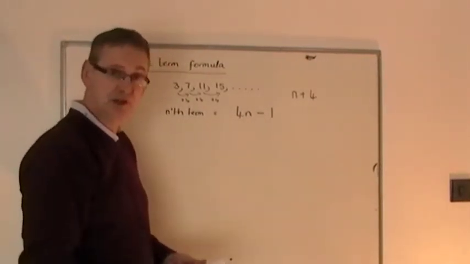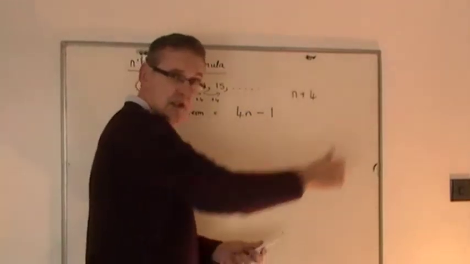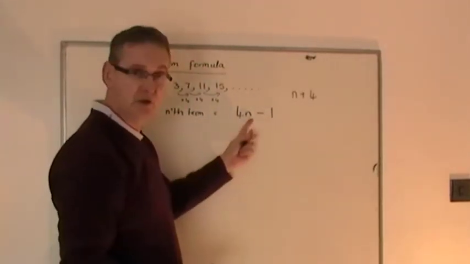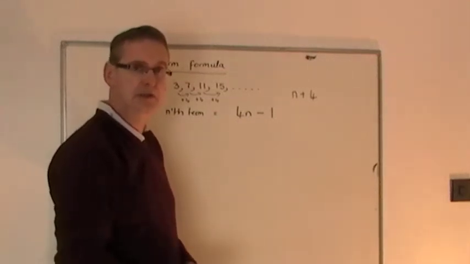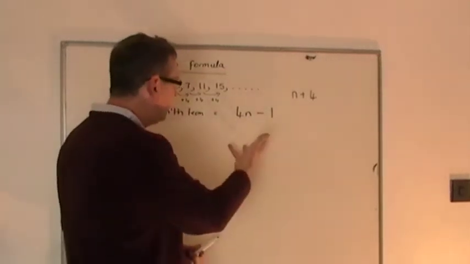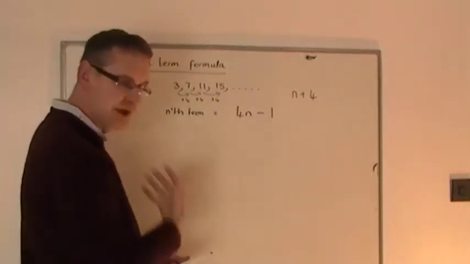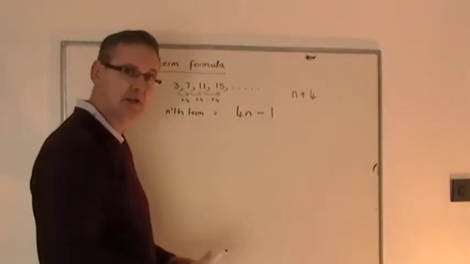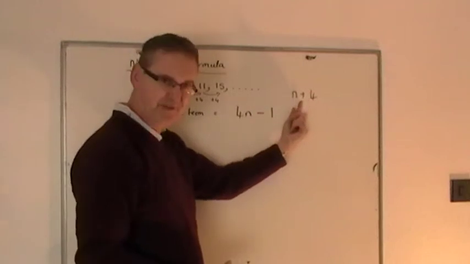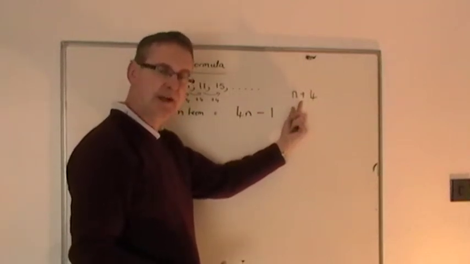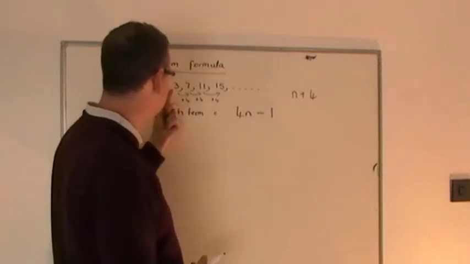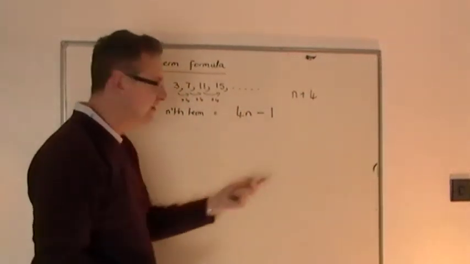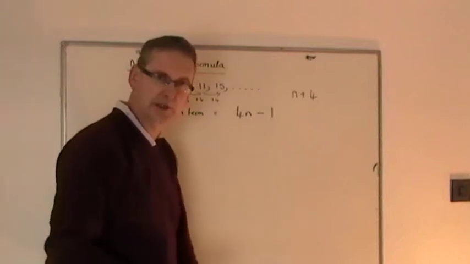So if you wanted the 100th term of the sequence in the list, you just say 4 times 100, 400, take away 1, 399 would be the 100th term in the list. So the formula you're finding is a very useful formula for finding any term of the sequence. If you were using that formula, imagine what n equals 1 would give. It would be 1 plus 4 is 5, so the first term should be 5, but it's not, it's 3. So quite patently that's not the right formula.